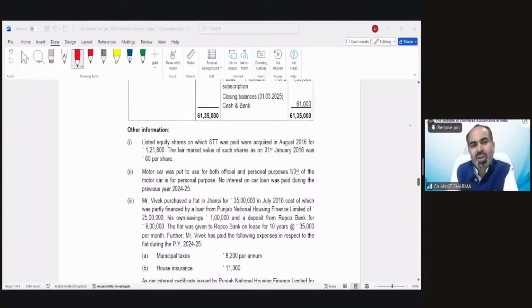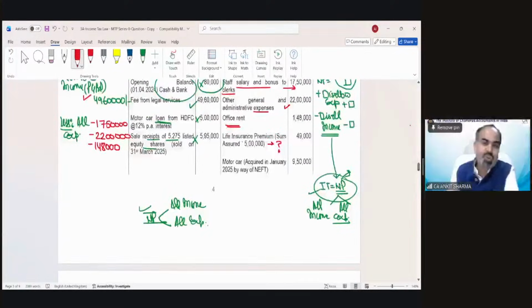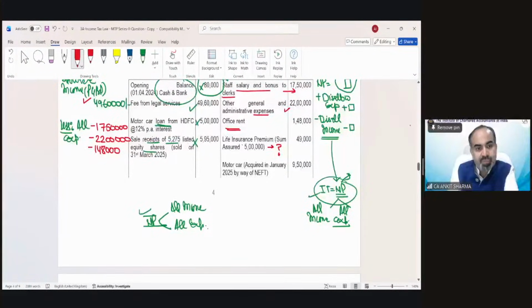that some part of motor car has been used for personal purpose. Motor car was put to use for both official and personal. 1/3 of the motor car is for personal purpose. No interest on car loan was paid during the previous year 24-25. So 1/3 of the car is for personal. So how much of the depreciation of this car we can claim? 2/3 is for business purpose.